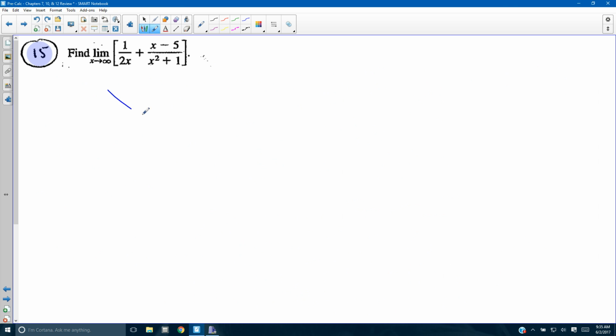Number 15. We will find the limit as x increases without bound of this guy right here. Like I did last time, what I'm going to do is kind of just substitute infinity into this, but what I want you to also see here is a point of relevance. What if we did plug in infinity straight up? Hang on, infinity minus 5 over infinity squared plus 1.